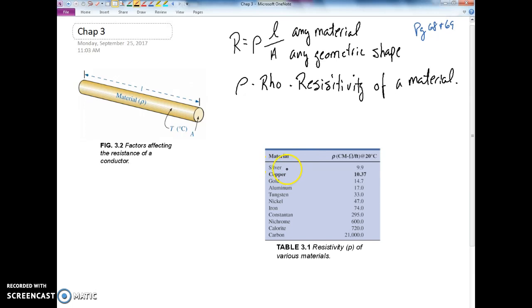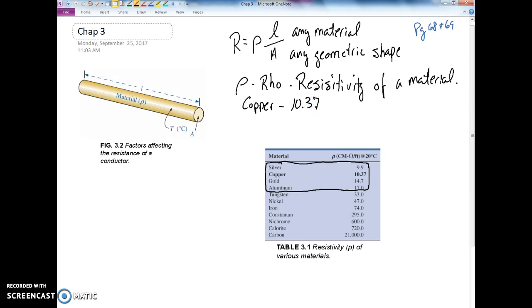The ones that we want to focus on predominantly are silver, copper, gold, and aluminum. I'll explain why we want to talk about silver and copper in a little bit. But most of the materials that we will use are copper, most of our leads. You do see aluminum being used in different areas, but we won't talk much about that in this class, even though we will from time to time probably do a calculation where the material is aluminum.